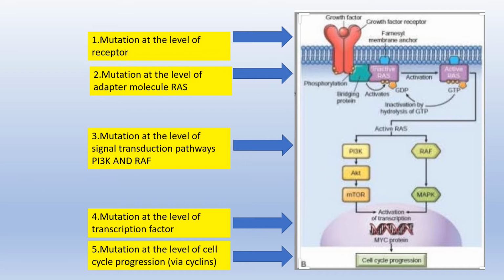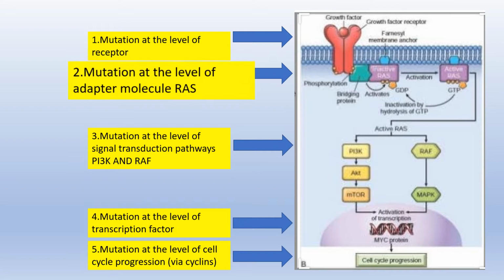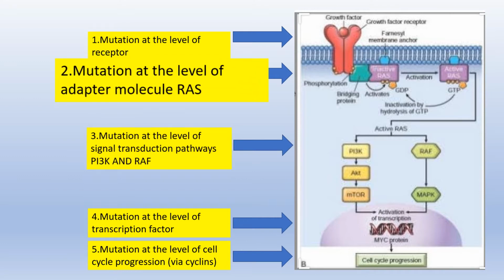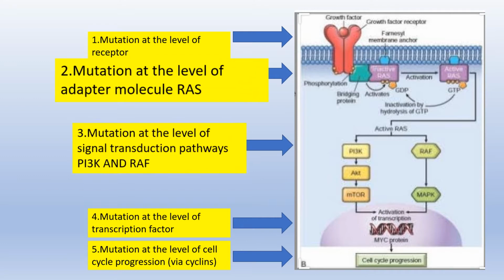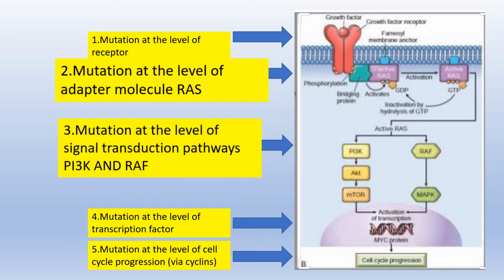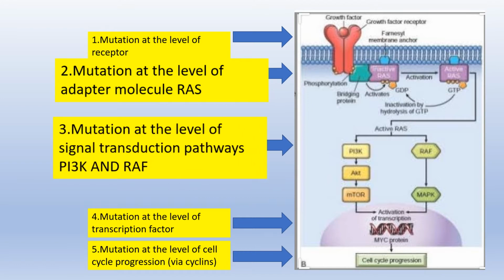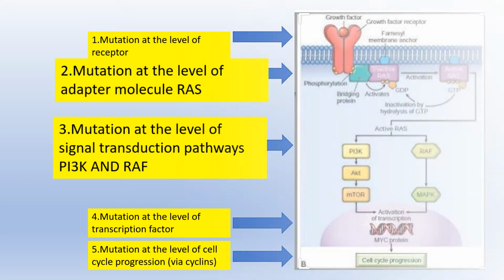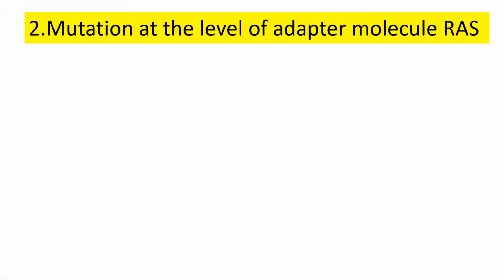In the previous video, mutation at the level of the receptor was well described. In this video, we'll be seeing about the mutation at the level of the adapter molecule RAS, and mutation at the level of the signal transduction pathways, the PI3K pathway and the RAF pathway. Mutation at the level of the adapter molecule RAS.